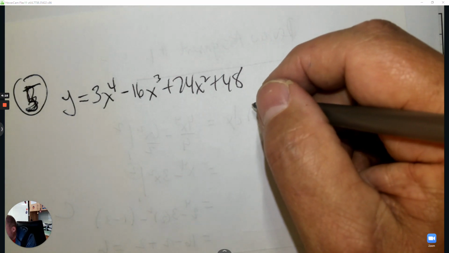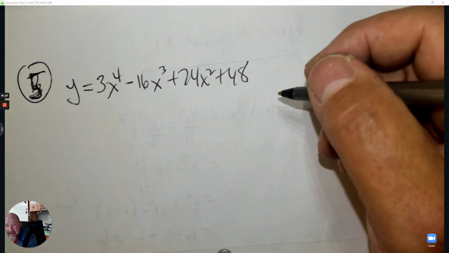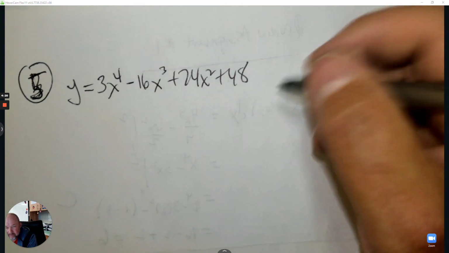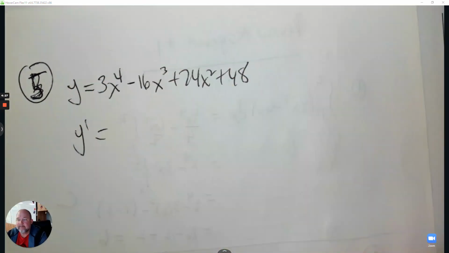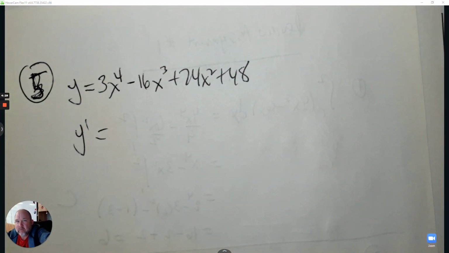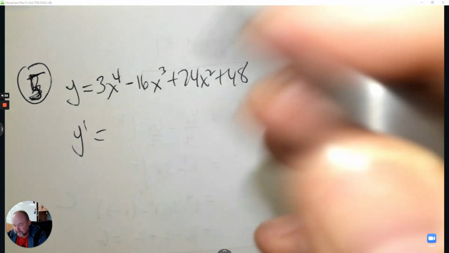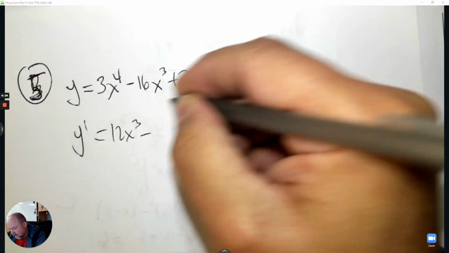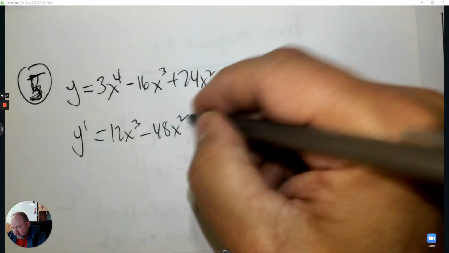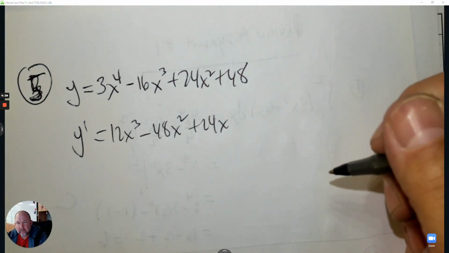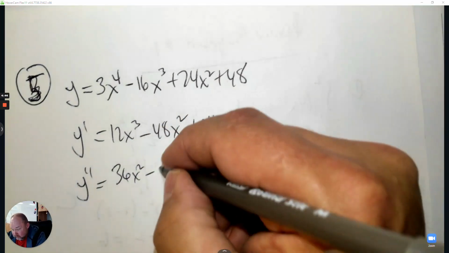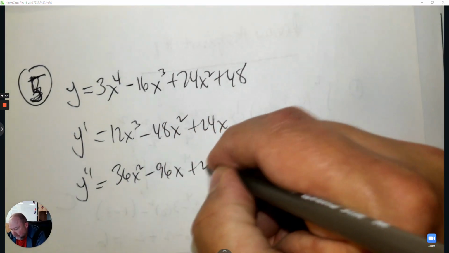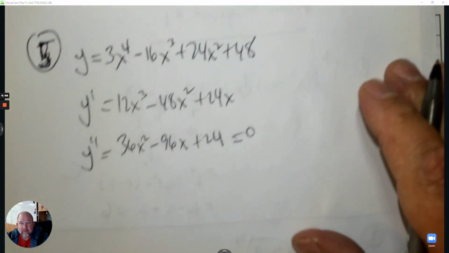And the question is, the graph is concave down for what reason? So concavity, concave down. You're going to try it first, right? So it's actually the second derivative. So the first derivative, that's 12. That's what? 48. No calculator. 24 and 0. Again, second derivative. 36. 96, 24, I got it, equal to 0.